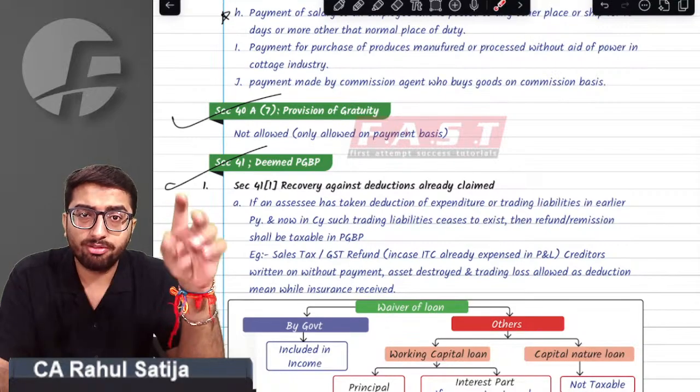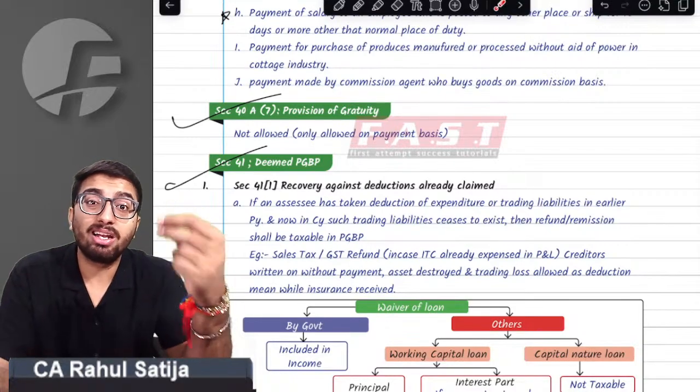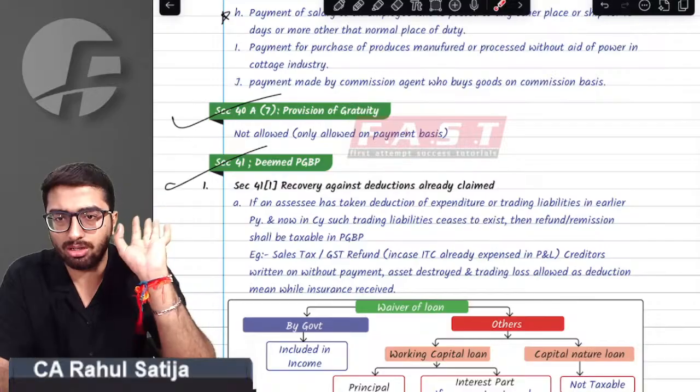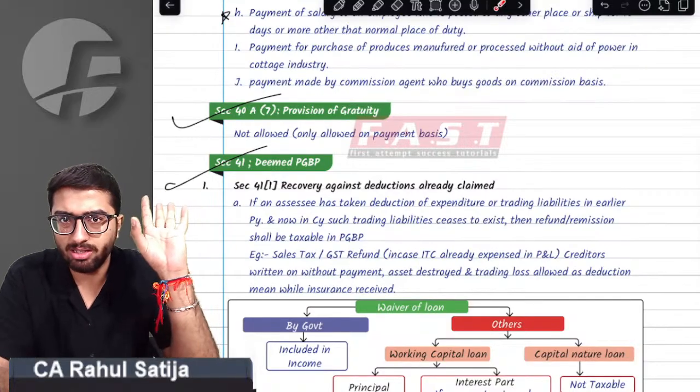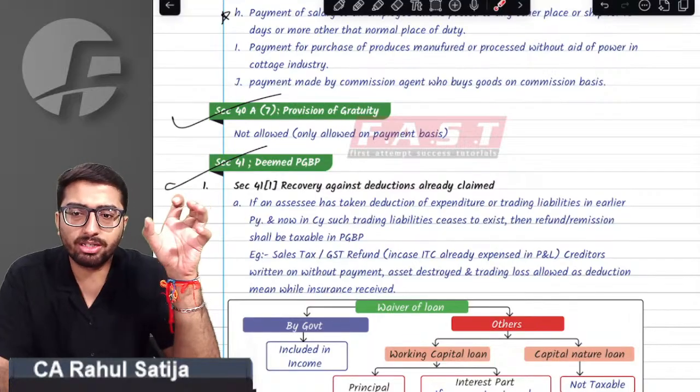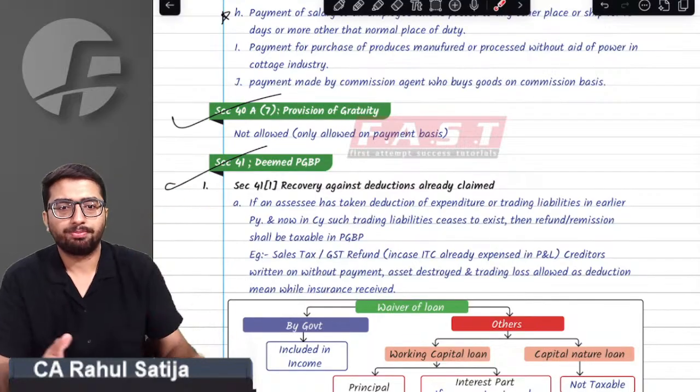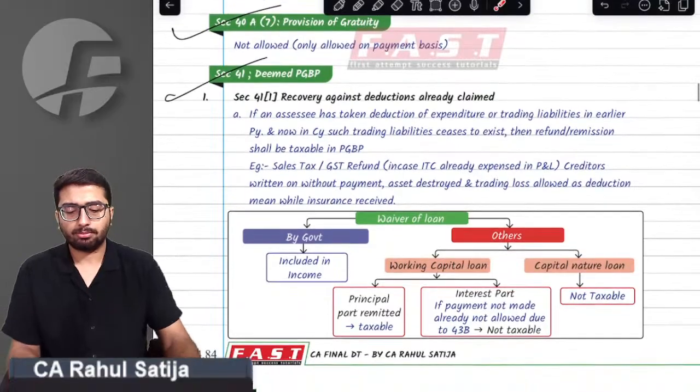Any kind of expenditure for provisions is only allowed on payment basis. It is never allowed on accrual basis. Similarly, gratuity provision is always disallowed. Whatever actual payment for gratuity is being made is always allowed. Okay, sir, we got this point.